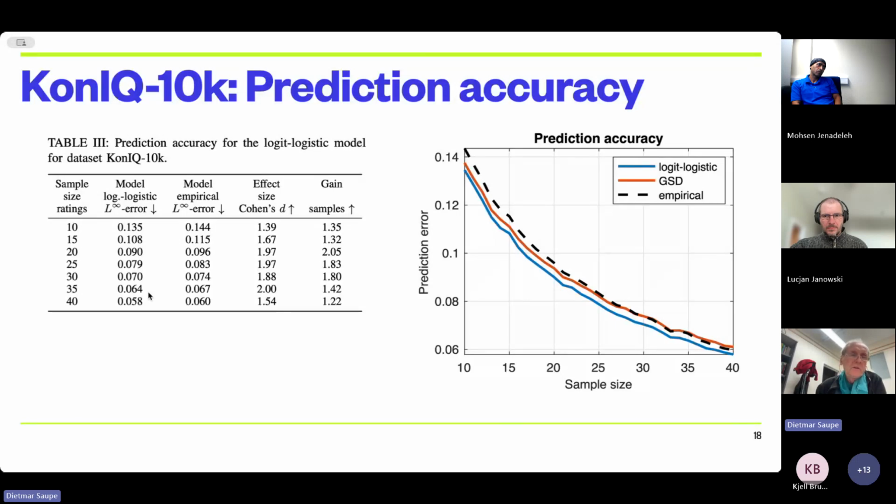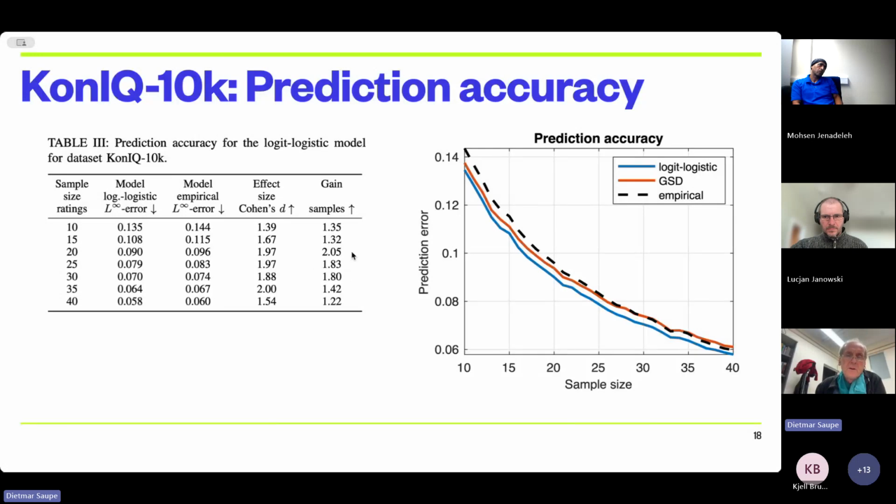So yes, these differences are statistically significant, and we could then say yes, our models predict the unseen ratings better than the empirical model. So this is better than what Hossfeld and Seufert had proposed.